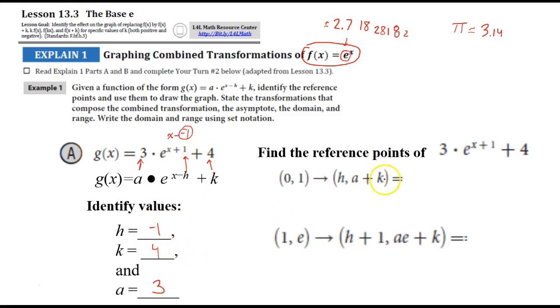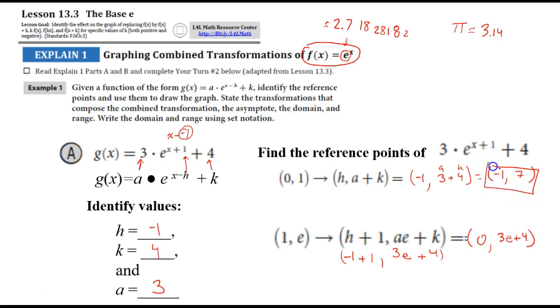We're going to use these values to find our reference points. Our h value is negative 1, and we'll add together 3, which is our a value, plus our k value of 4 to figure out our first point. Take some time to simplify that, and that would be 7. The next point has our h value of negative 1 plus 1, and then our a value of 3 times e, our natural number, plus our k value. Let's simplify that. That would be 0, 3e plus 4. We're going to use these two reference points to graph. So let's go on to the next slide.